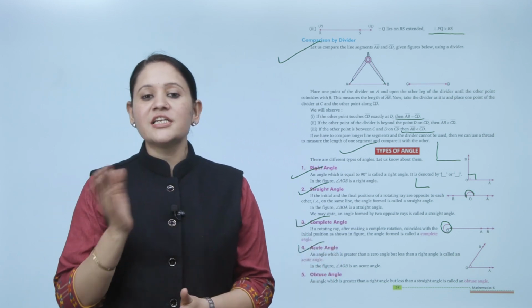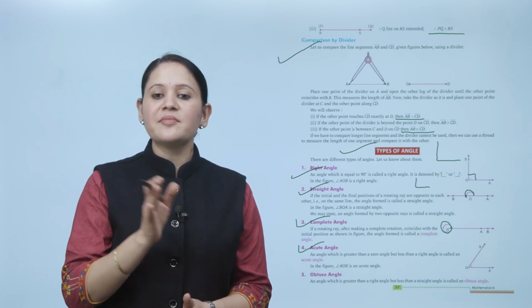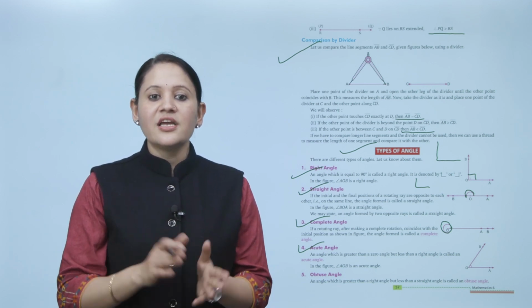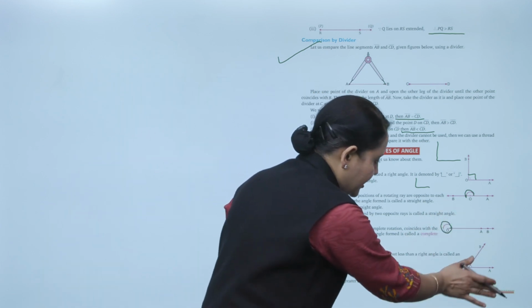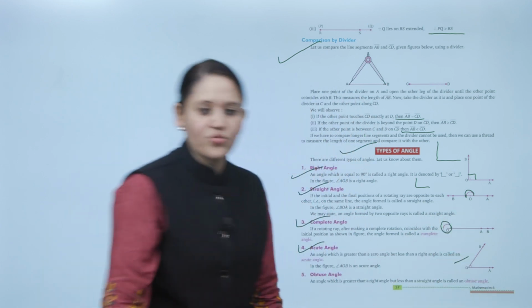Next is acute angle. An angle which is greater than 0 degree but less than right angle, means 90 degree, is called an acute angle. Here in figure, angle AOB is an acute angle. This angle is less than 90 degree, that means it is an acute angle.